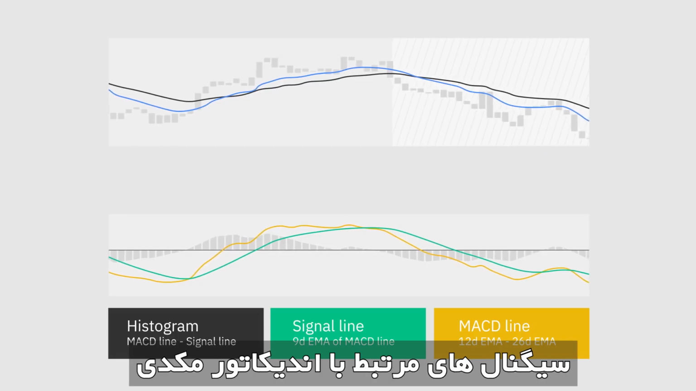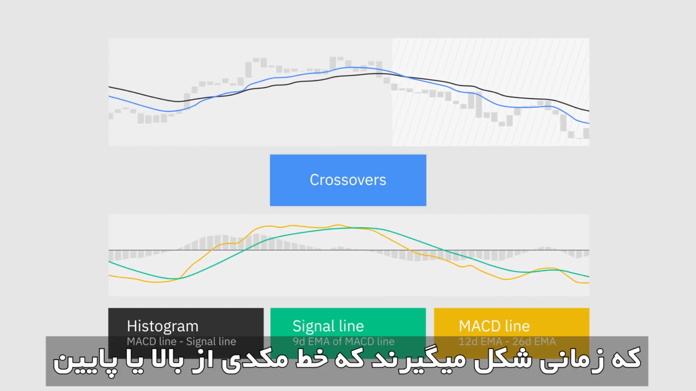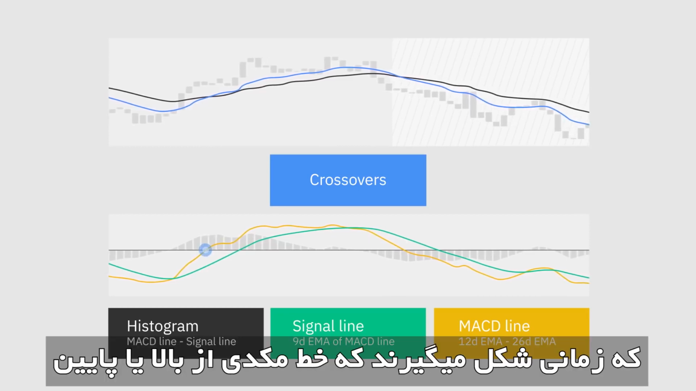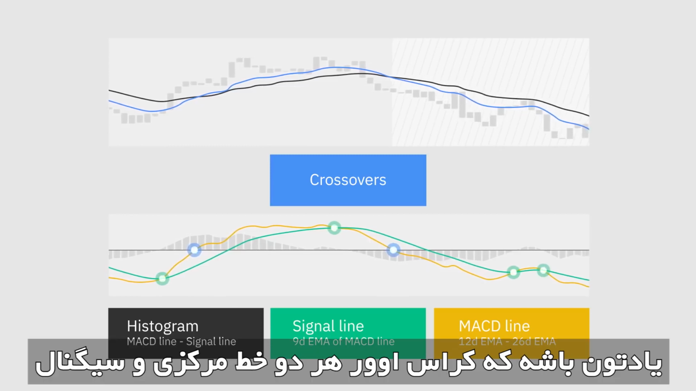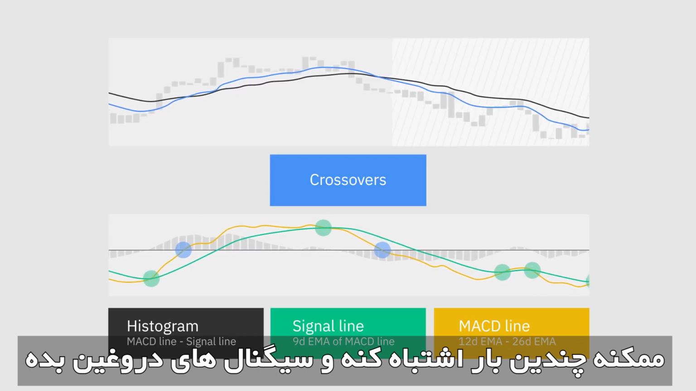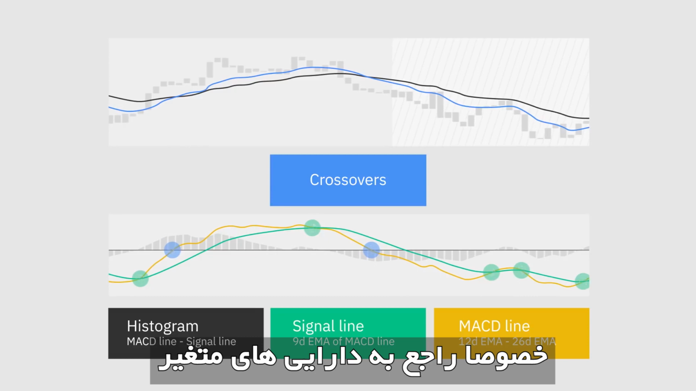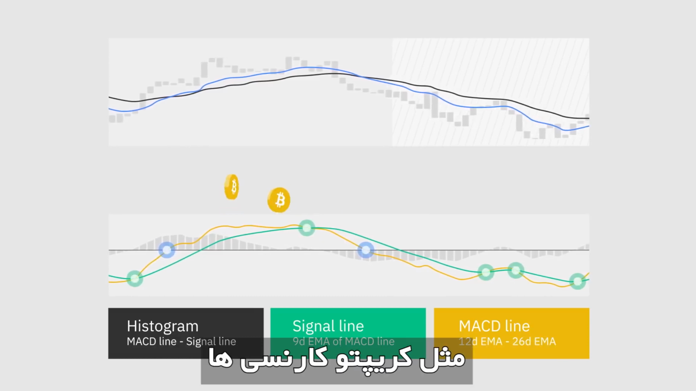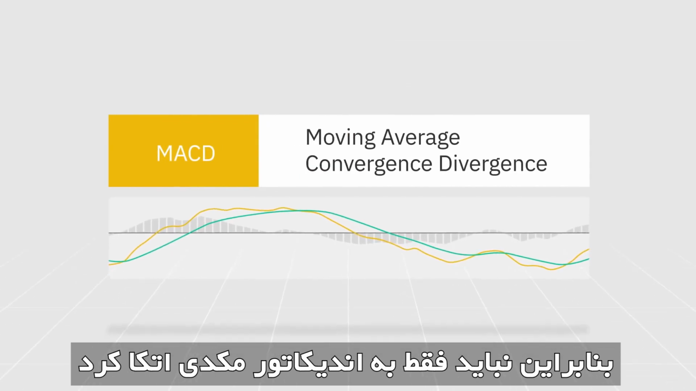The relevant signals of the MACD indicator are related to the so-called crossovers, which happen when the MACD line crosses above or below the center line, or above or below the signal line. Keep in mind that both centerline and signal line crossovers may happen multiple times, producing many false and tricky signals, especially in regards to volatile assets, such as cryptocurrencies. Therefore, one should not rely on the MACD indicator alone.